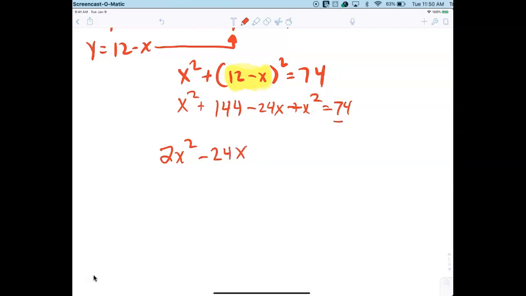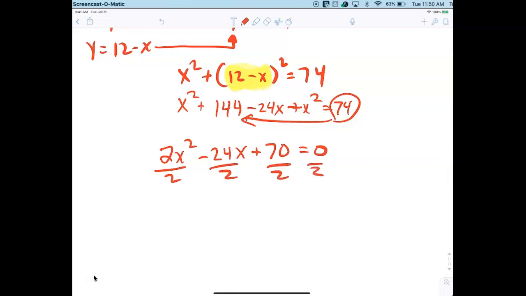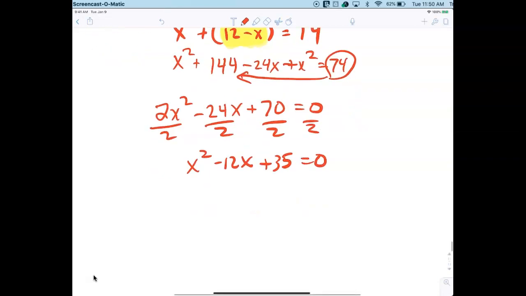Now I have to move the 74 over, right? Which means it's plus 70 equals 0. Now, does anybody see something? What else can I do now before I factor? Yes, divide by 2. So I'm going to divide by 2. So now I have x squared minus 12x plus 35 equals 0.